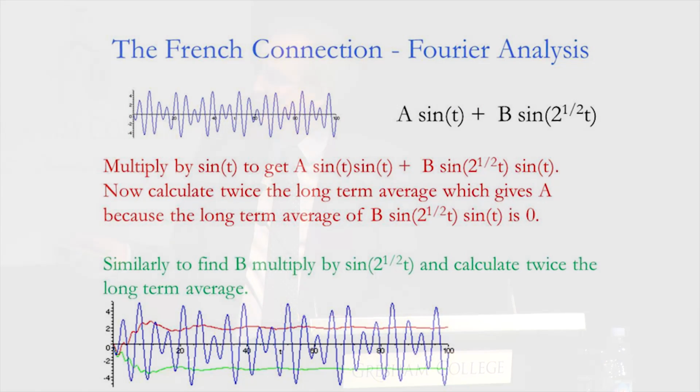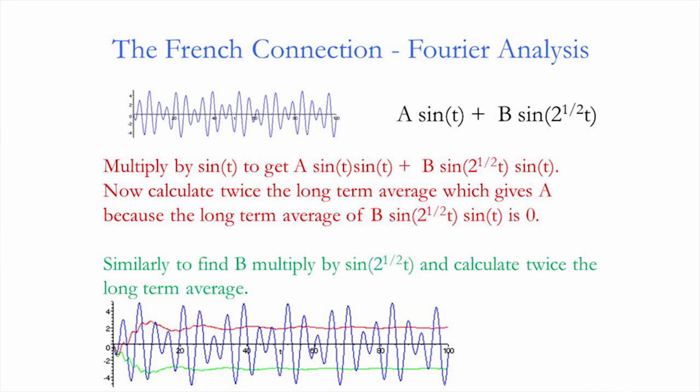So we want to find the A term. So we multiply by this sine term here. We want to find the A term, so we multiply across by sine of t. This makes this term squared, so it's not going to average out to 0. But over here we have sine of the square root of 2 times t multiplied by the sine of t.